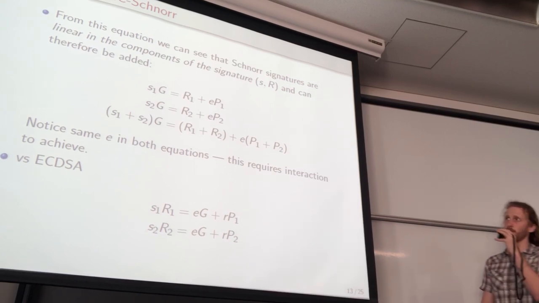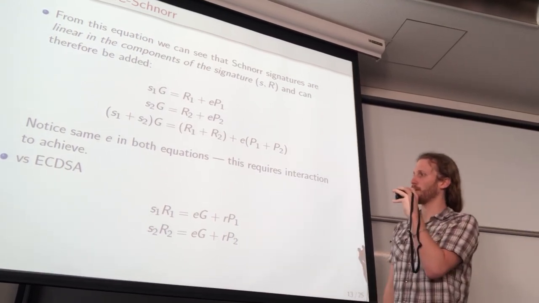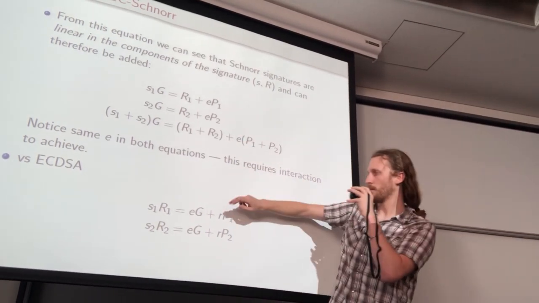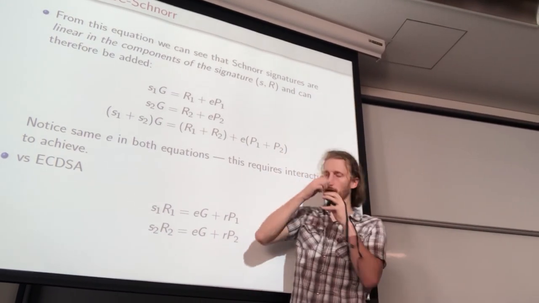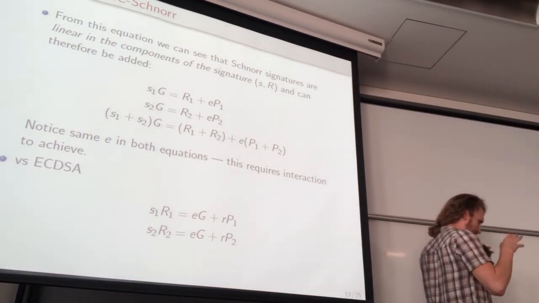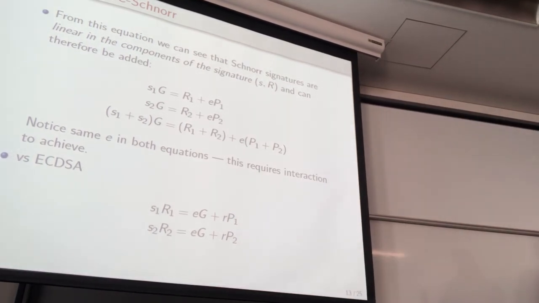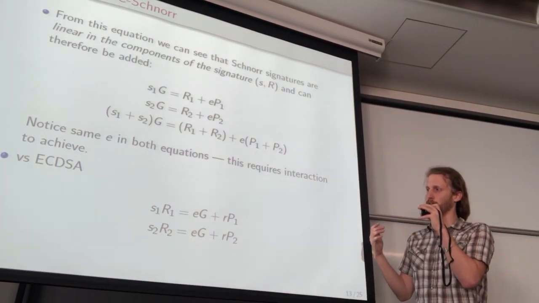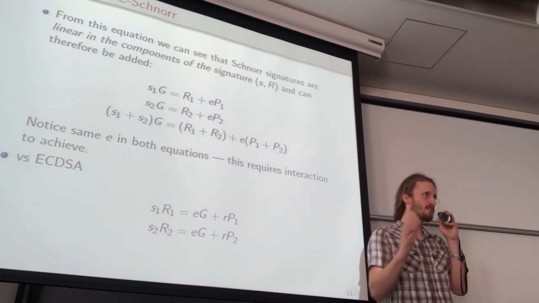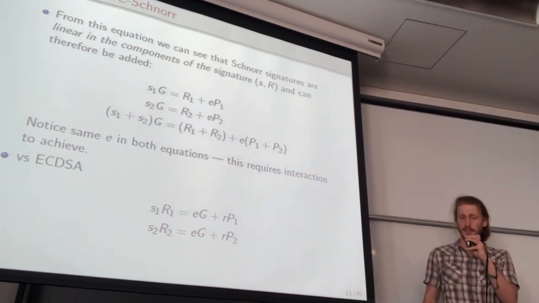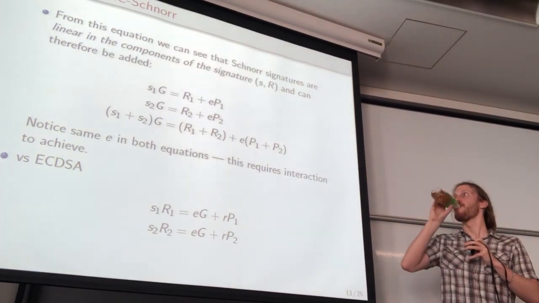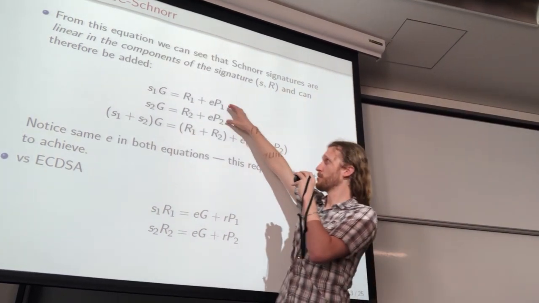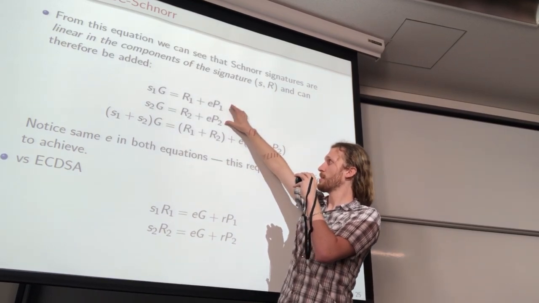Okay, so there's a cool property of this. I've carried over the Schnorr verification equation and the ECDSA verification equation here. Something of a buzzword that we throw around a lot is that Schnorr signatures are linear, and this is why it's easier to use scriptless scripts with Schnorr signatures. But let me explain what is meant when people say that. The property they're referring to is that with Schnorr signatures, this equation is very, very nice.